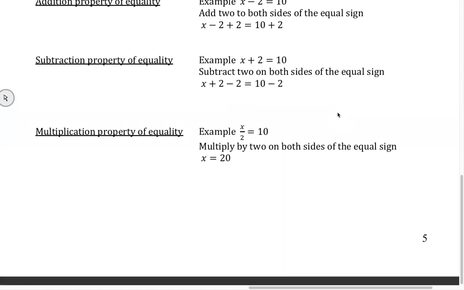So in essence, whatever you do to one side, you have to do to the other, okay? And you're going to undo things by doing the opposite. Meaning, if I'm trying to undo addition, I'm going to use subtraction. If I'm trying to undo multiplication, I'm going to use division, okay?